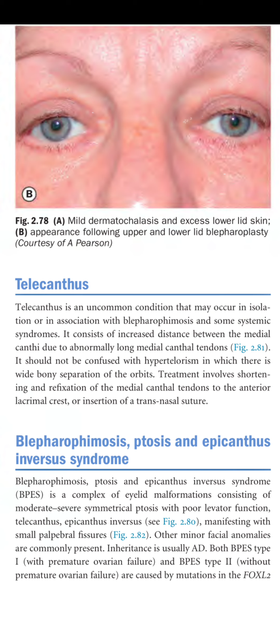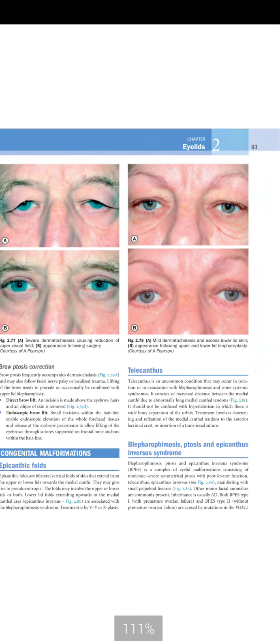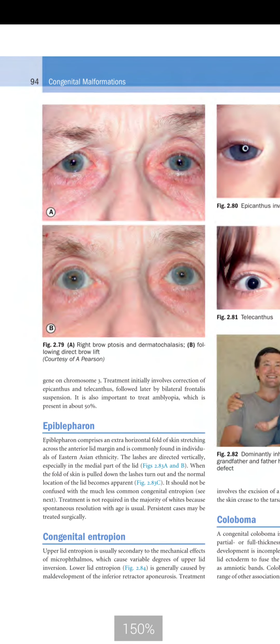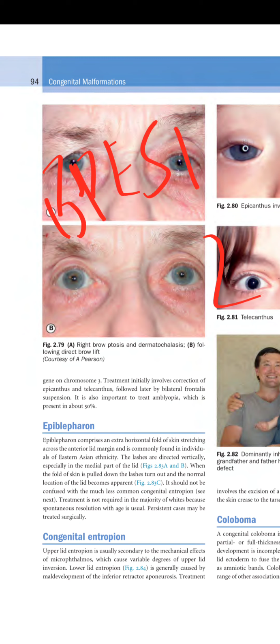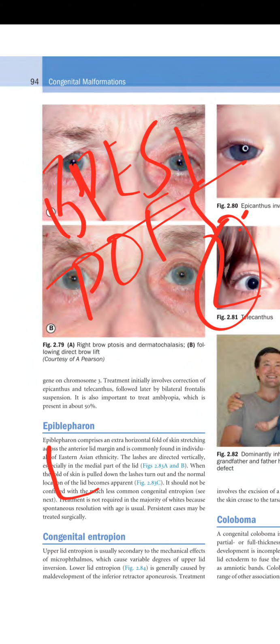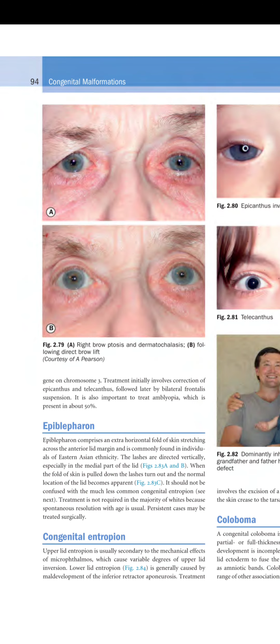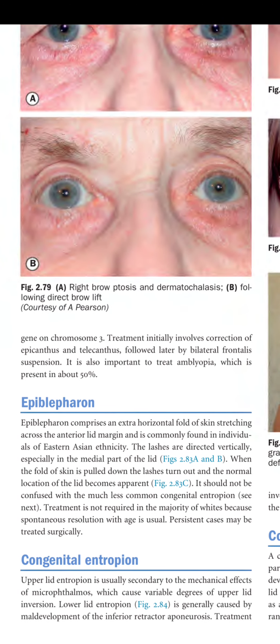Other minor facial anomalies are commonly present. Inheritance is usually autosomal dominant. Both BPES type 1 with premature ovarian failure and BPES type 2 without premature ovarian failure are caused by mutation in the FOXL2 gene on chromosome 3. So this is important. There are two types of blepharophimosis syndrome, 1 and 2. Type 1 is with premature ovarian failure, and type 2 does not have it. And basically it is the FOXL2 gene. This is a very important gene, and an MCQ point.